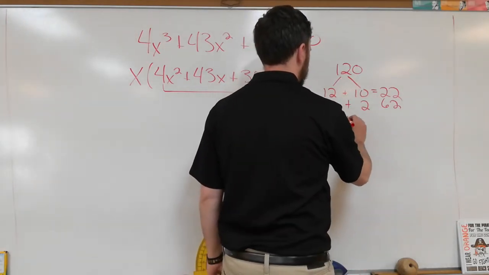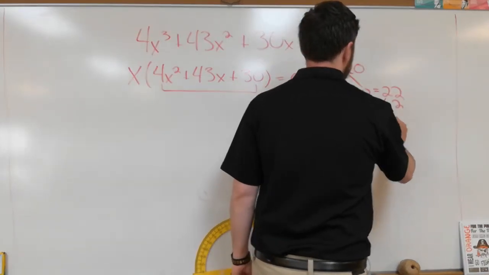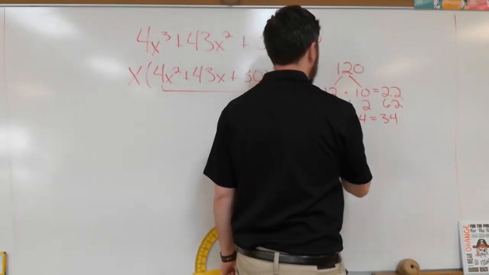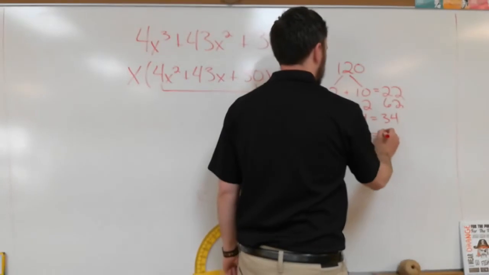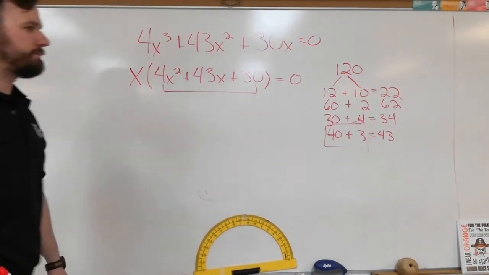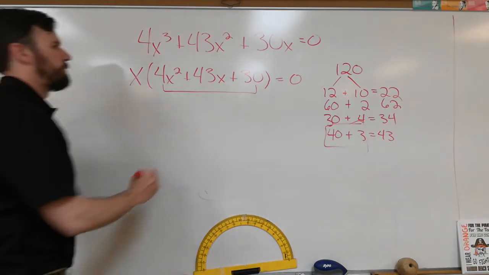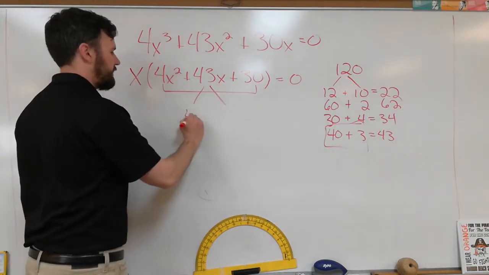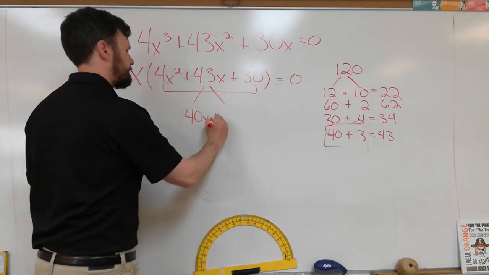What times what equals 120? Well, I could try 30 and 4. No. What about 40 and 3? Ding, ding, ding, ding, ding. We have a winner. So I'm going to use that information to break apart my 43.